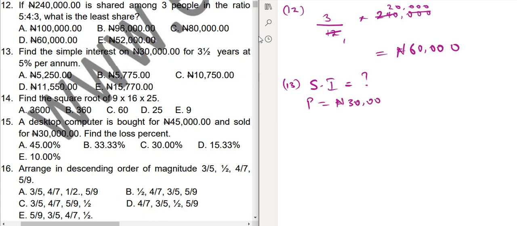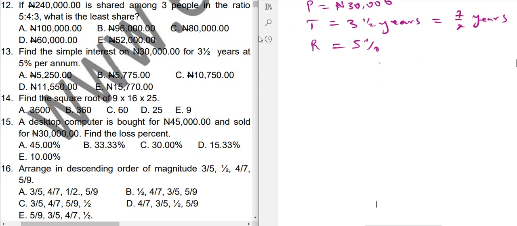30,000. The time is what? 3.5 years, which we can also write as 7 over 2 years, correct? Then the rate is what? 5%. So what's the formula for simple interest?